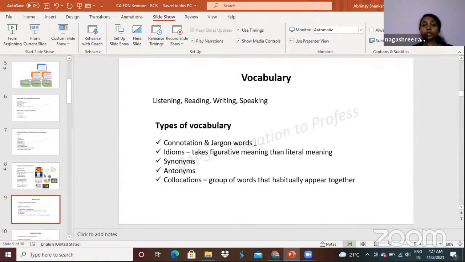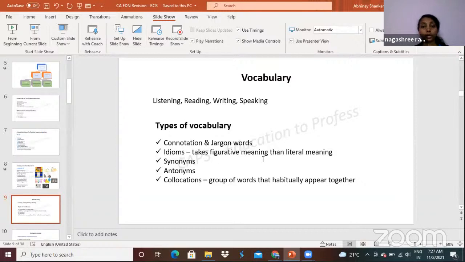When it comes to examination, how can they ask you questions on jargon words? Probably in comprehension. Both for connotation and jargon words, they can pick up some of the words from the comprehension and ask you to give a positive or a negative connotation for it, right?